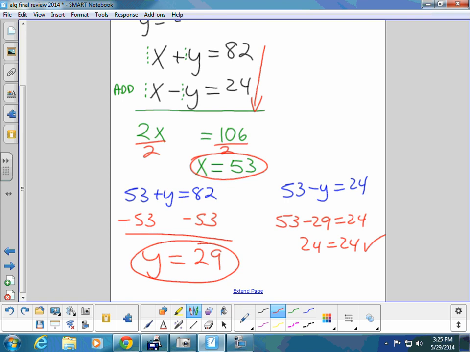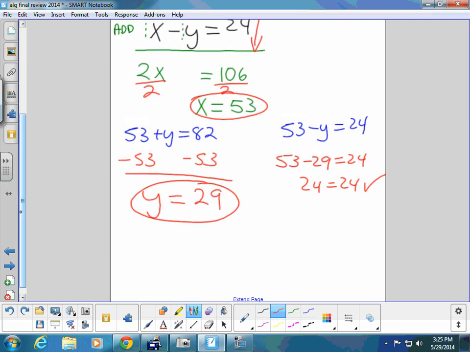So my answer is 53 and 29, but I have to present that. I have to answer the question. The question says, what are the numbers? The two numbers are, so again, to finish off the problem using Infinity 5, the two numbers are 53 and 29.